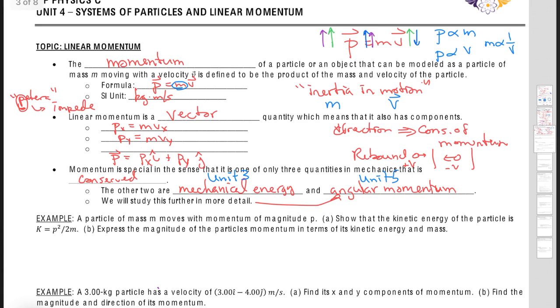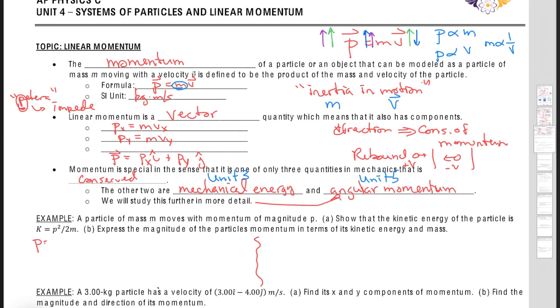So now here's just a couple of quick examples, looking at how kinetic energy and momentum are related. A particle of mass m moves with a momentum of magnitude p. Show that the kinetic energy of the particle is K equals p squared over 2m, and then express the magnitude of the particle's momentum in terms of kinetic energy and mass.